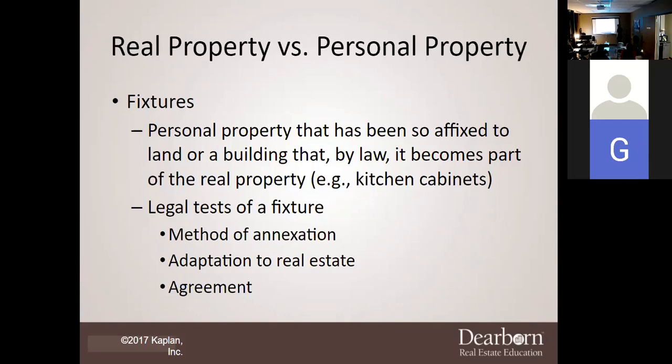Also, is it what's called an adaptation to real estate? Does it automatically adapt to the real property? And lastly, were there any agreements? Did Wyatt make any implied agreements with the buyer that he would leave the TV? So these are going to be your legal tests to find out whether these are going to end up being part of the property. Does this make sense so far?